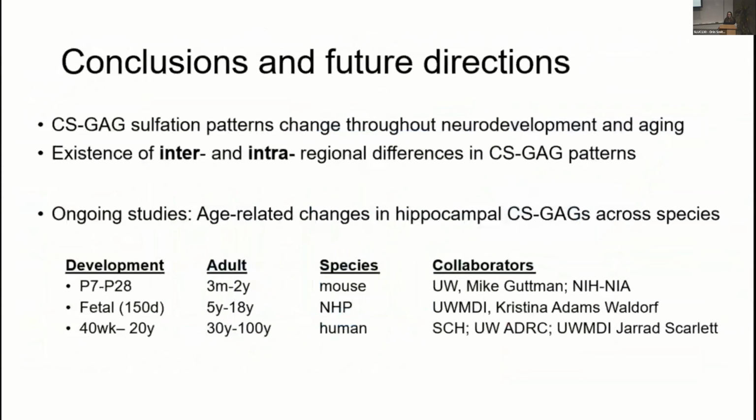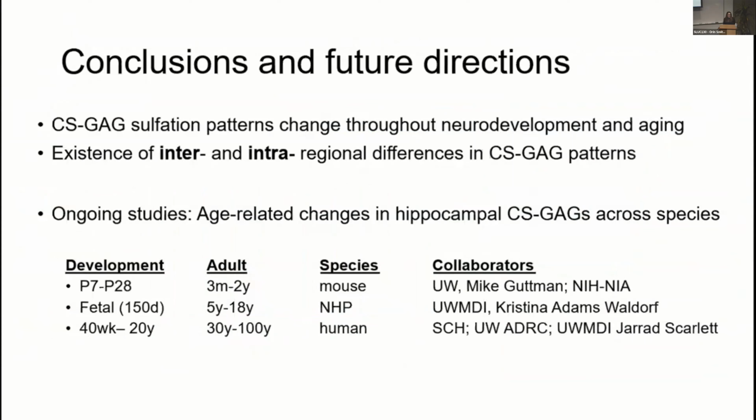So, conclusions of this talk and future directions: I really hope I was able to show you that CS-GAG sulfation patterning is not universal throughout the brain. There are spatial and temporal changes throughout neurodevelopment and advanced aging, and these changes are both inter- and intra-regionally defined.